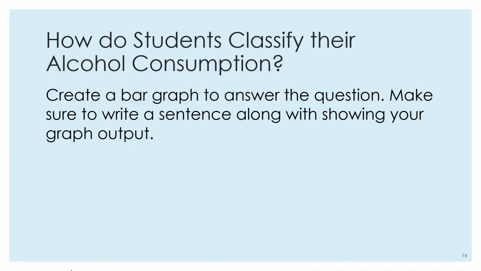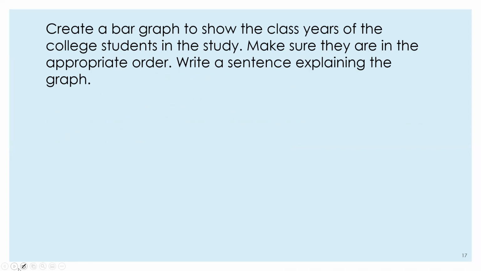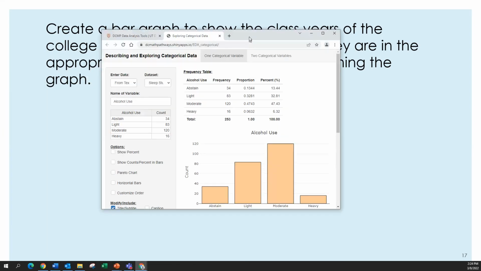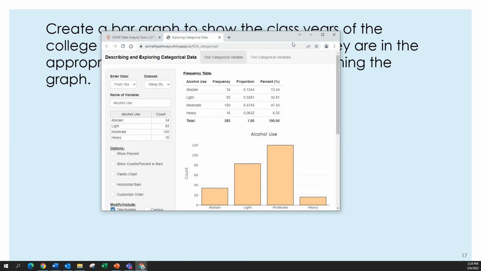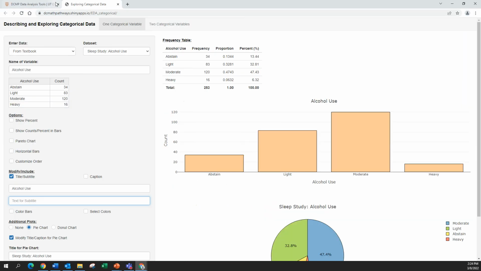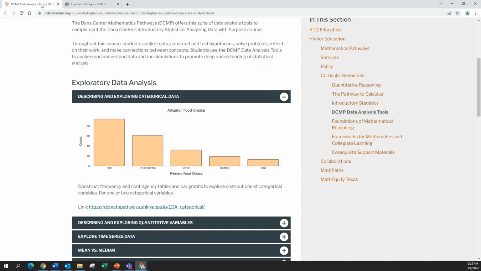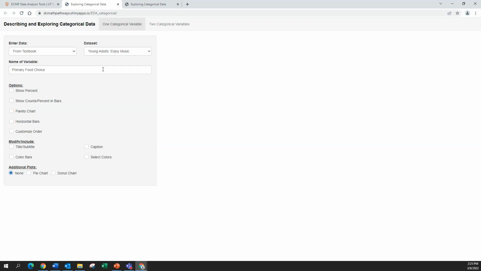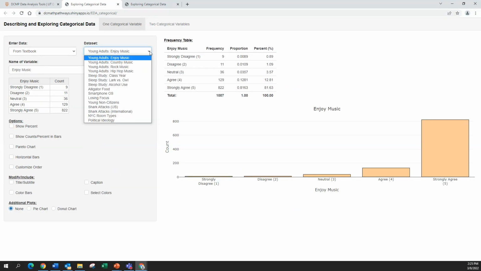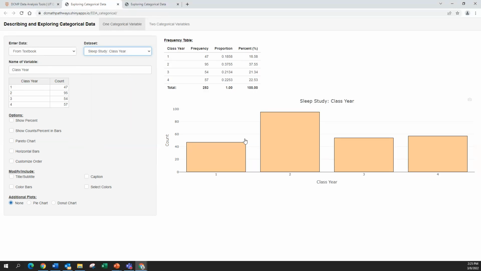So our next question in our PowerPoint is, create a bar graph to show the class years of the college students in the study and make sure they're in appropriate order. Write a summary. So we're right back in our same app. And I'm actually going to see if I can open it in a different tab because I want us to look at two things side by side. So it's opening. I'm using data from the textbook, specifically their class year in the sleep study. And so it creates this bar graph.